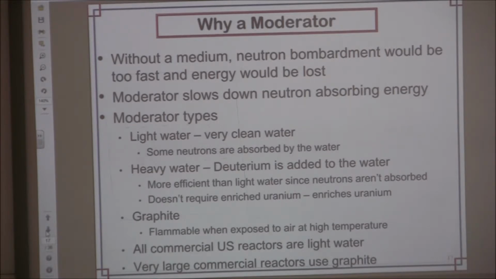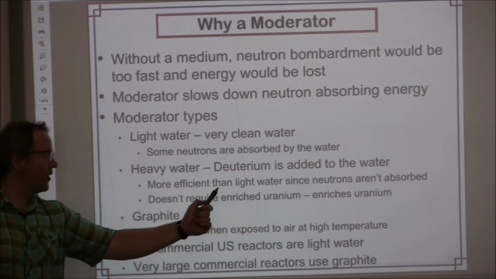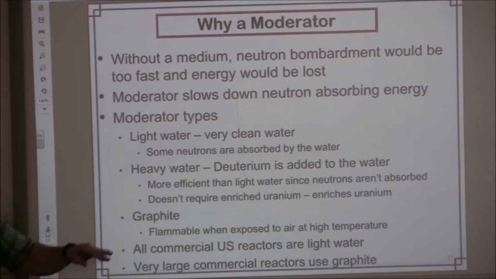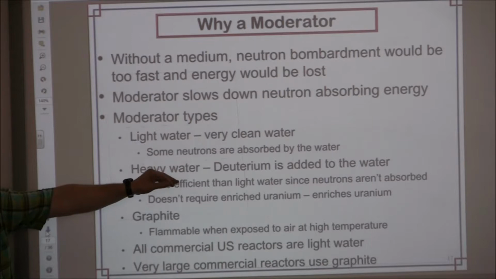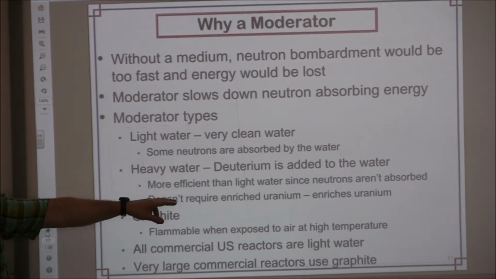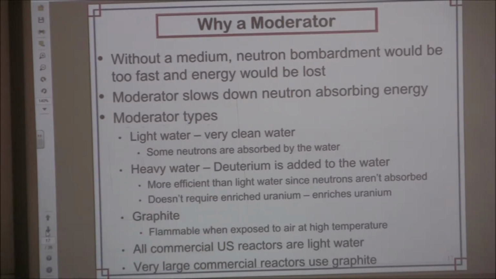Heavy water, they add deuterium, so we don't absorb the neutrons, we actually change the speed, but we're not absorbing them with the water. So it is more efficient than a light water reactor because we're not taking those neutrons that we're going to do something else with and providing those to the water. So in terms of the chain reaction, a heavy water reactor is more efficient. And you don't even need to have enriched uranium in there.